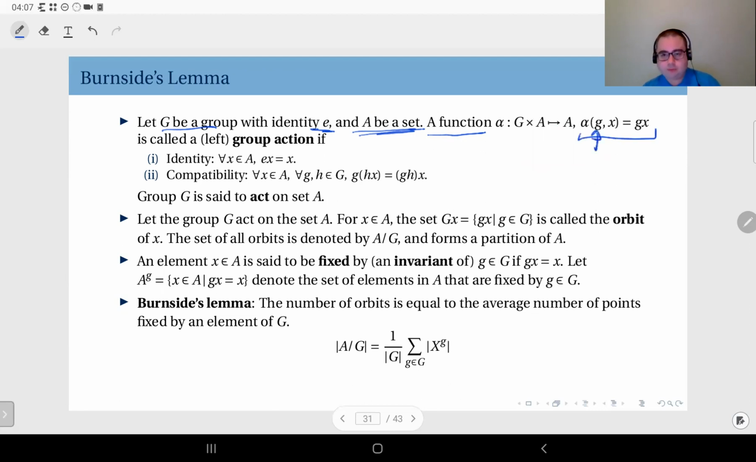So a function alpha defined in this way, where you apply g, a permutation, to an element and write gx. This is in fact just the application. This is called a group action if the following holds. You have the identity property, where for any element x in the set A, ex equals x. Remember what E is: G is a group with identity E. So essentially, this is the identity permutation, which is simply mapping all elements to themselves. And secondly, you have compatibility, which means for all elements x in set A, and for all permutations g and h coming from set G, this equals this.